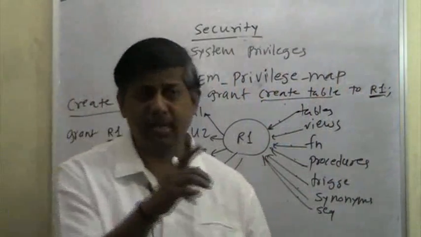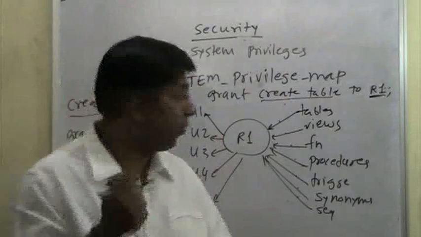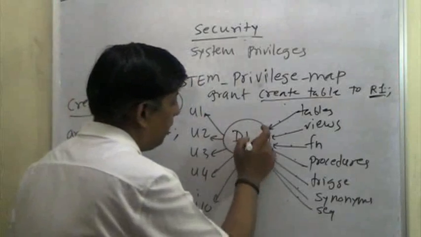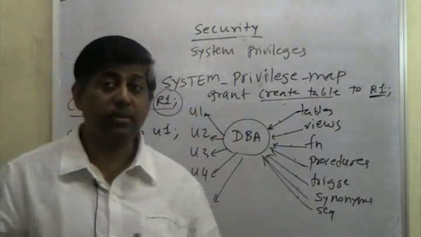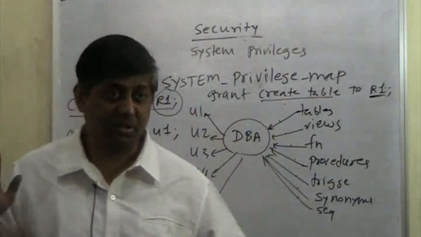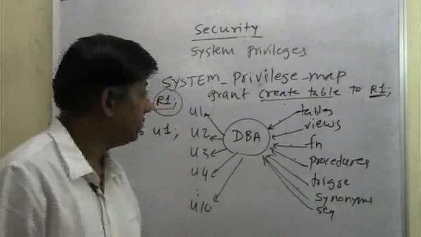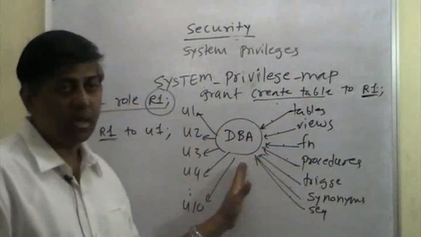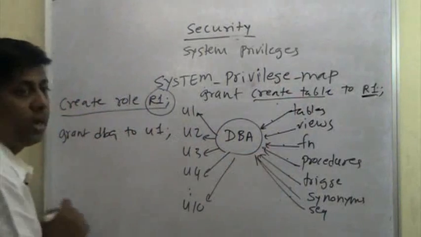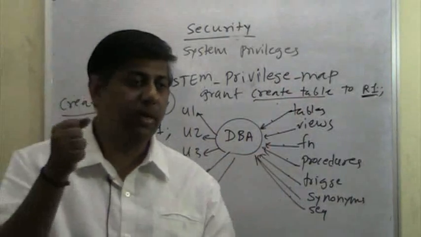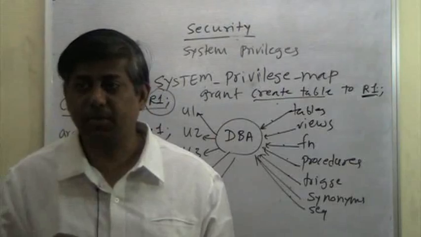But Oracle has, that's a very good question, I was coming to that question. Oracle has done certain work for us. Oracle has created one role whose name is DBA. To this role, Oracle has already granted all the system privileges that exist, those 170 or whatever. And therefore, if I say grant DBA to U1, then suddenly U1 becomes a very powerful user because he has all the system privileges granted to him.